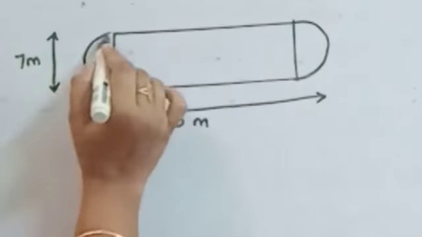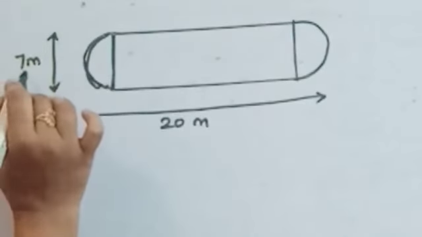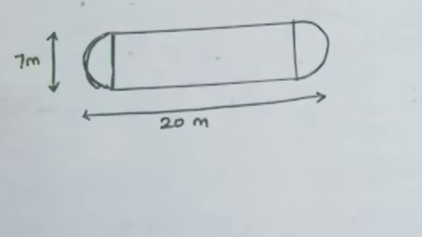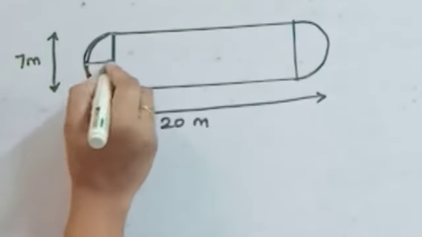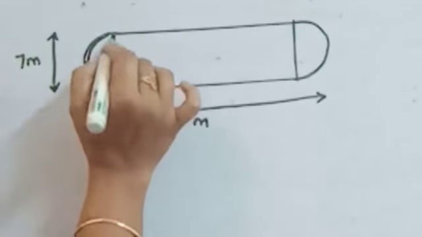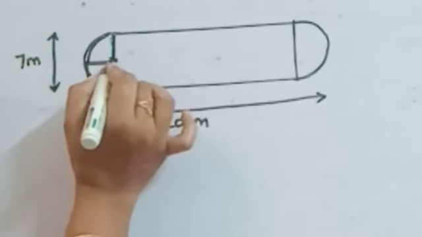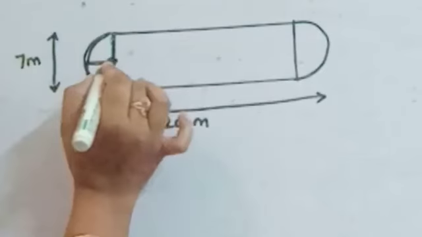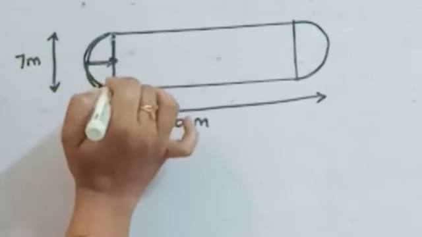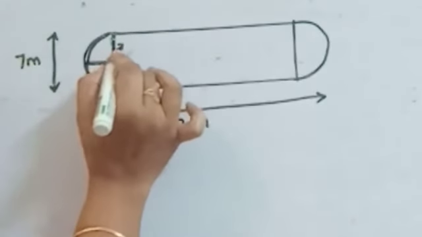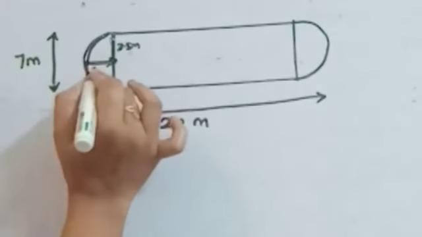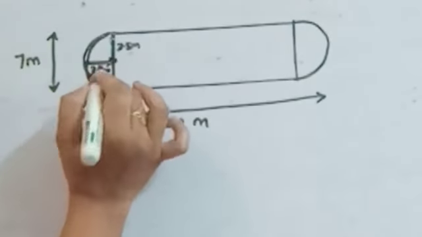So here when we consider this semicircle, the 7 meter will be considered as the diameter. So we need to find the radius. Radius is half of the diameter. So first of all, let us find the radius. In a semicircle, the radius and height will be the same, because if this is the center, this distance and this distance will be the same. So here the whole length is 7 meter, which means half the length will be 3.5 meter. So the radius is also 3.5 and the height is also 3.5.